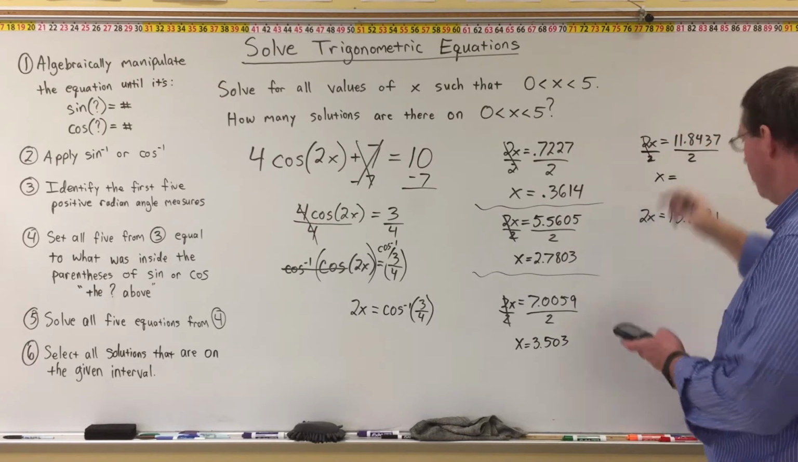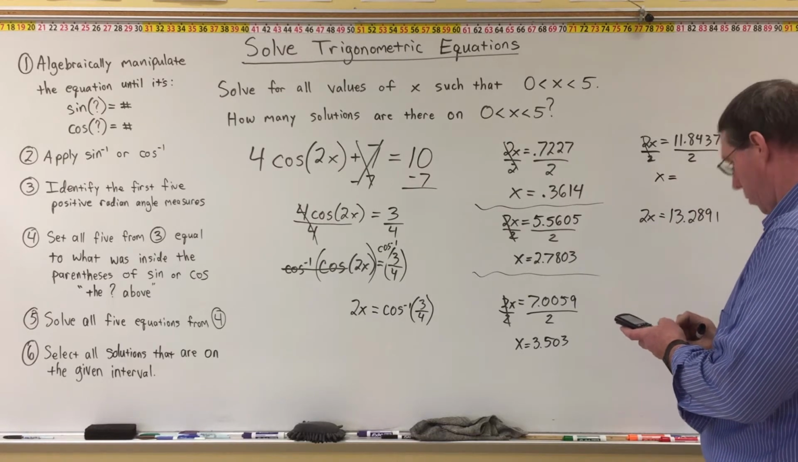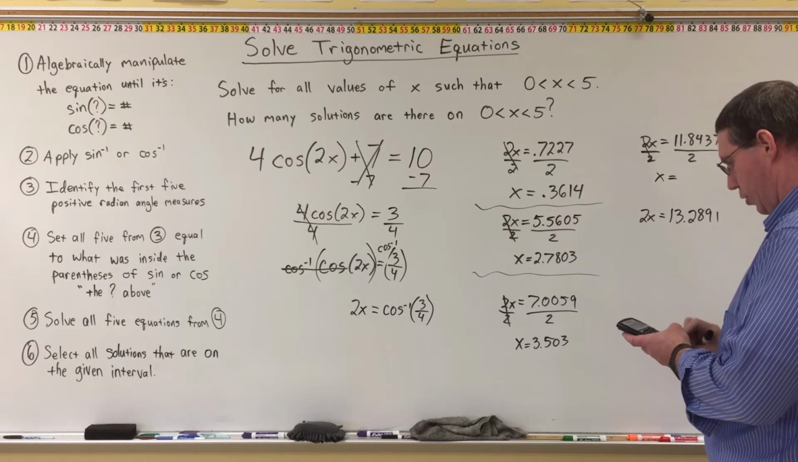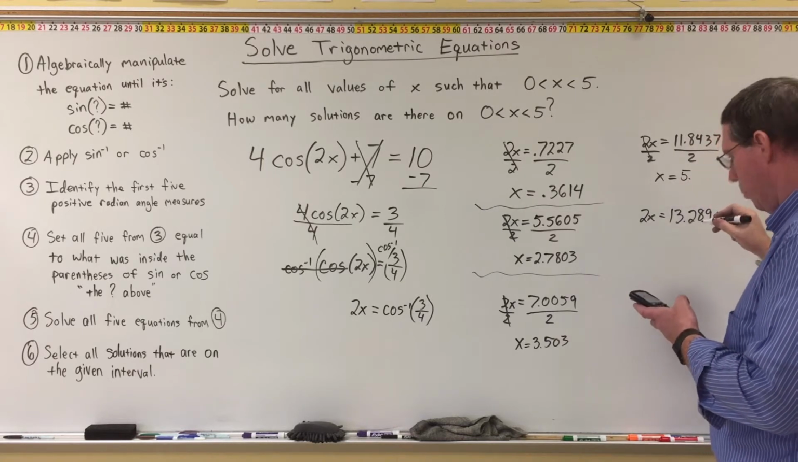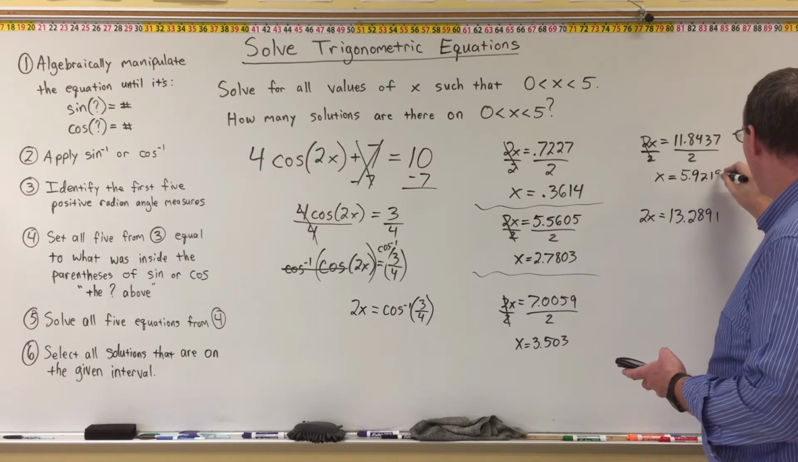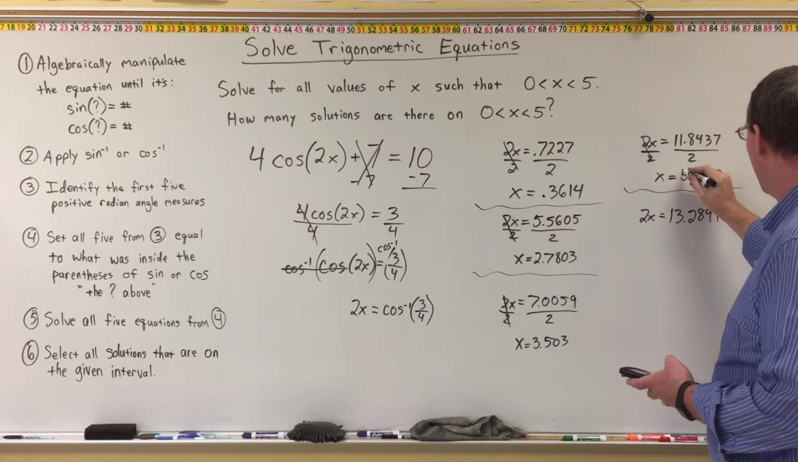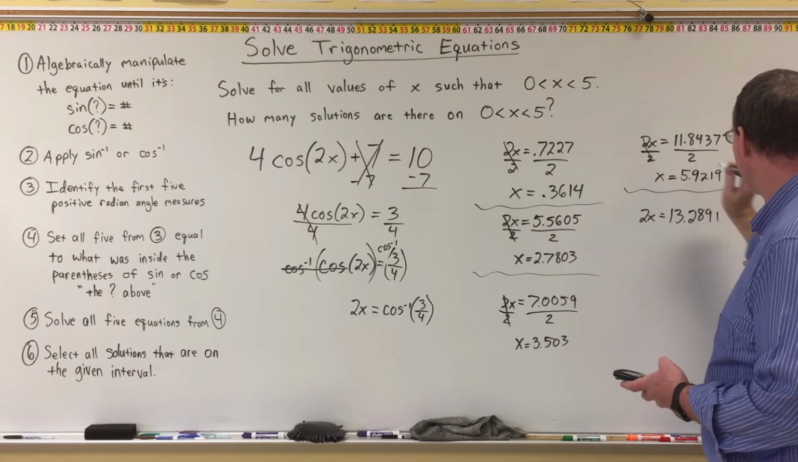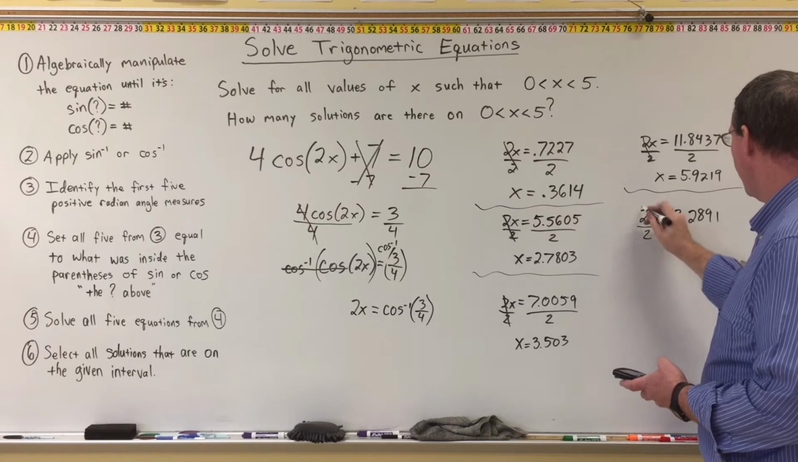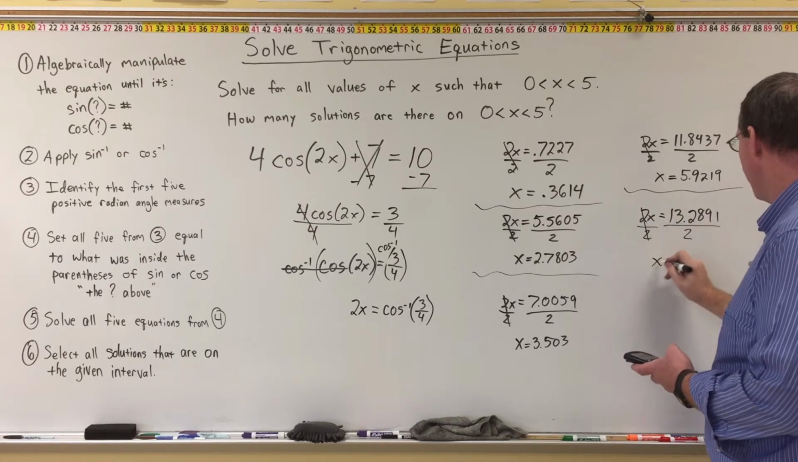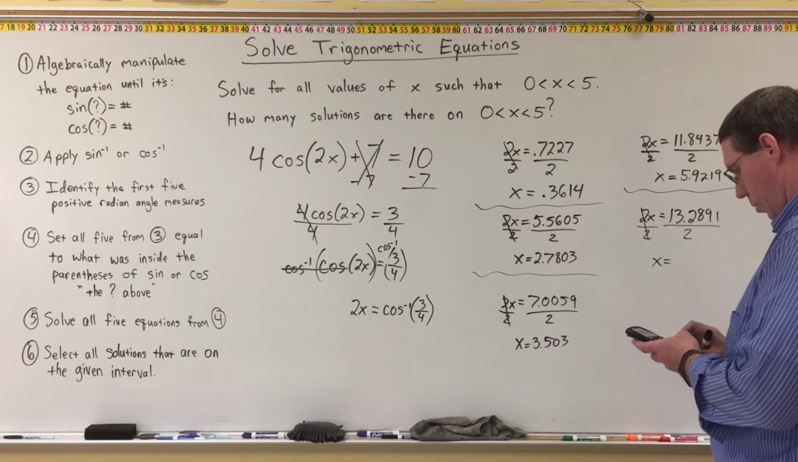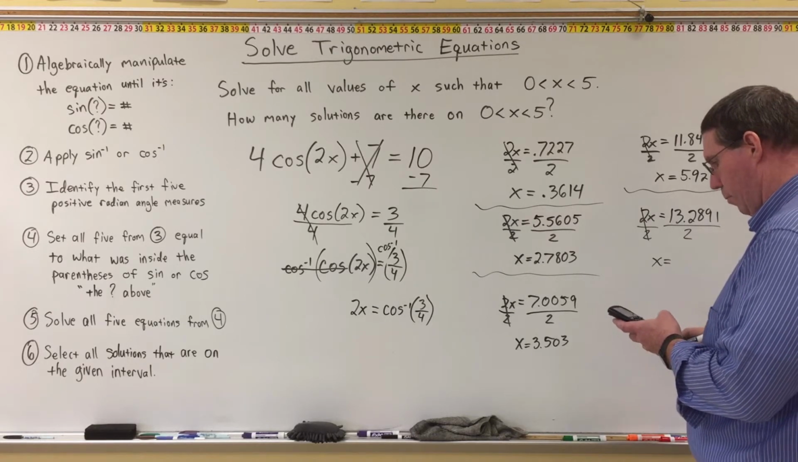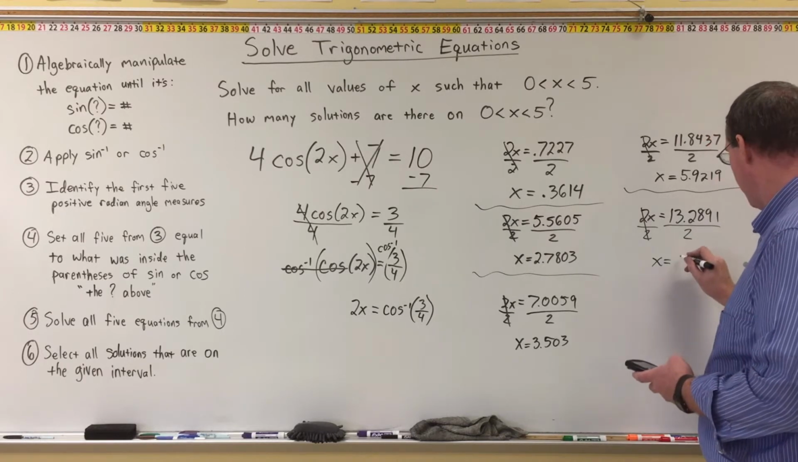Now the fourth one, divide by 2, cancel, divide by 2. x is equal to 11.8437 divided by 2, which gives us 5.9219. And now last one, divide by 2 on both sides. x equals 13.2891 divided by 2, which gives us 6.6446.